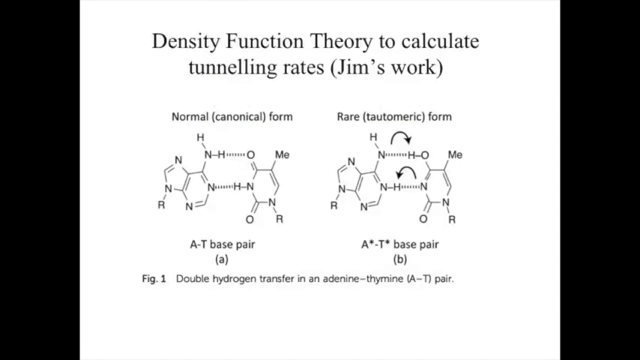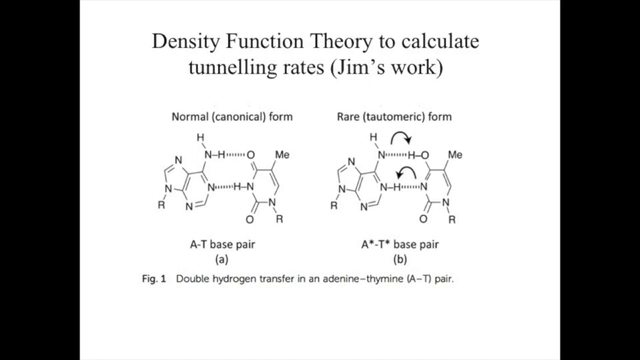This is some work that Jim's done, looking at theoretical density function calculations to look at whether quantum tunneling is involved in this transfer in tautomerization, in going from the normal AT base pair to a tautomeric form, which is mutagenic. It could go through classical processes, jumping over the barrier, or it could go through quantum tunneling. And he used density function theory to look at that, and I won't go into the details of it because I can't understand the details of it.